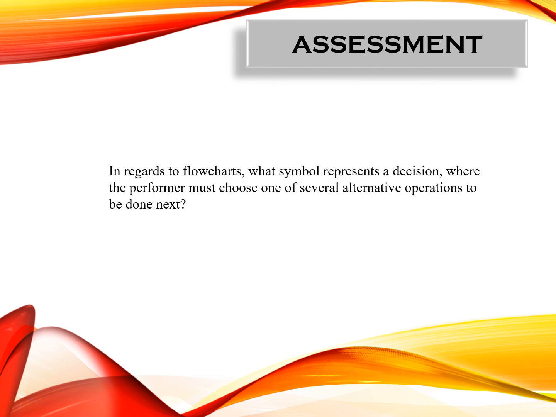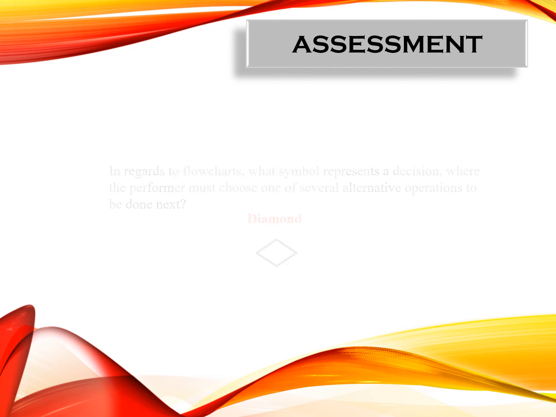In regards to flowcharts, what symbol represents a decision where the performer must choose one of several alternative operations to be done next? The diamond is the symbol that represents a decision where the performer must choose one of several alternative operations to be done next. When can you use procedural analysis?